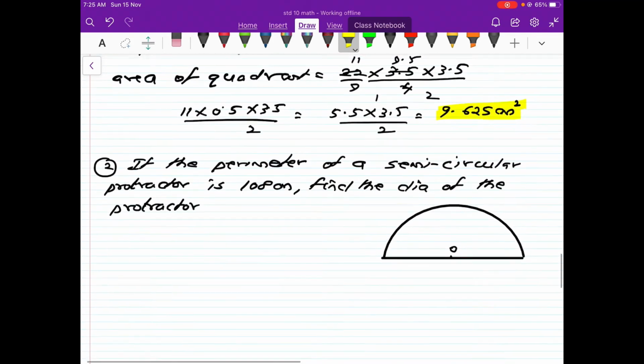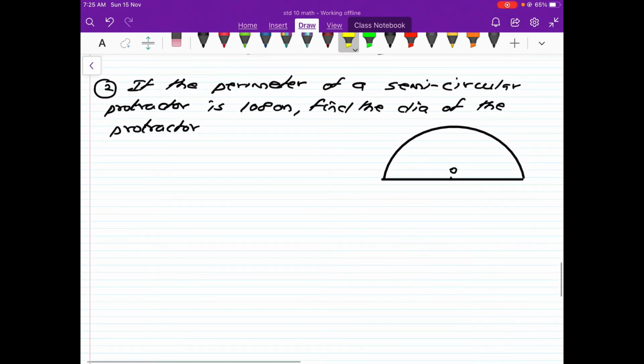Going for the next sum: if the perimeter of a semicircular protractor, now this is a protractor, it is just a protractor which you have in a geometrical box. The perimeter is given to us as 108 centimeters. We have to find the diameter of the protractor. So perimeter is given as 108 centimeters.